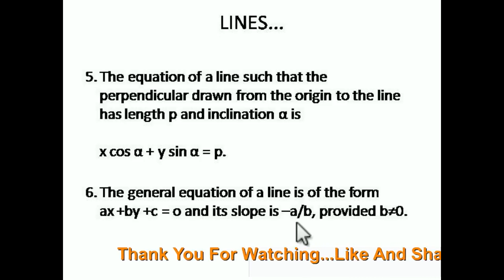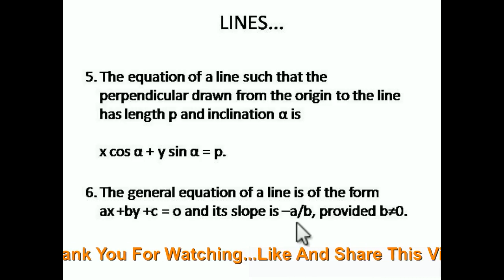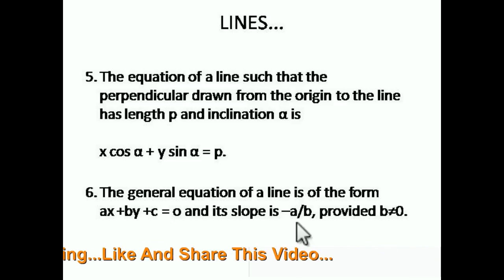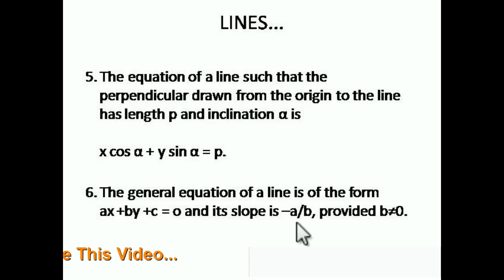Okay, if you have 2 points, then you are going to use (y - y1)/(x - x1) = (y2 - y1)/(x2 - x1). Then if you have the two intercepts on the x-axis and y-axis respectively, then you are going to use x/a + y/b = 1.